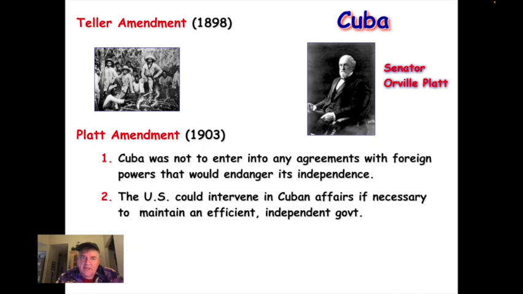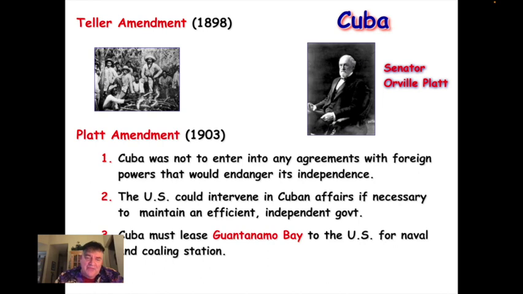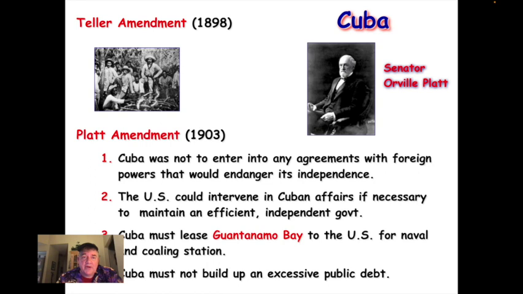And also, Cuba, you have to let us have this area called Guantanamo Bay. And that's where the U.S. naval base is. And even during the Cuban Missile Crisis of the 60s and all the problems that we had, we still had Guantanamo Bay. All right. So anyway, that's the deal with Cuba.